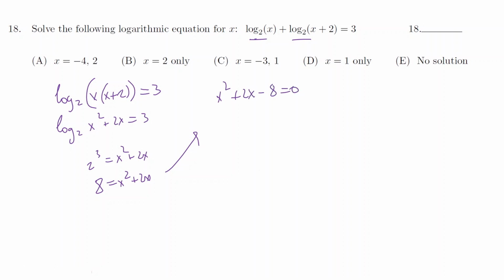Let's just solve this quadratic equation. I'm moving 8 to the other side. And what will be my answers? It's going to be (x plus 4) times (x minus 2) equals 0. Seems like that's correct. So x equals -4 and x equals 2.